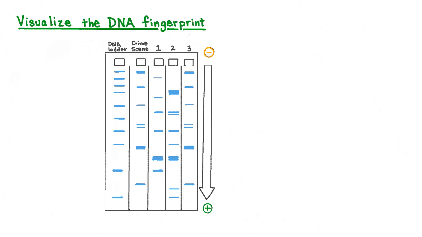Now, let's look at the fingerprints we see on this gel and compare them to the fingerprint of the blood we found at the crime scene. Does it look like one of these suspects is a match? Yes! Suspect 3 matches.